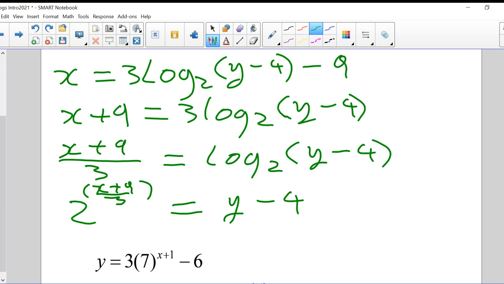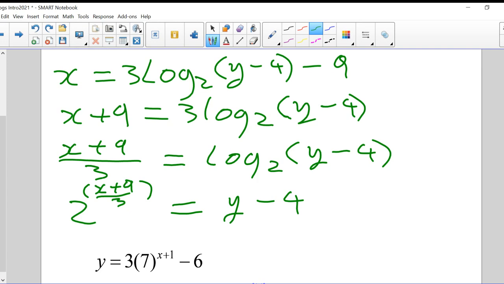To get rid of the log, we just put it in exponential form using that particular base. So 2 to the power of the x plus 9, and I need to tidy this up a little bit. Let me try that again. x plus 9 over 3 is equal to the y minus 4. Let me just check in with everybody and make sure that that makes sense. Did Roma's step make sense to everybody? Right? I need to know.